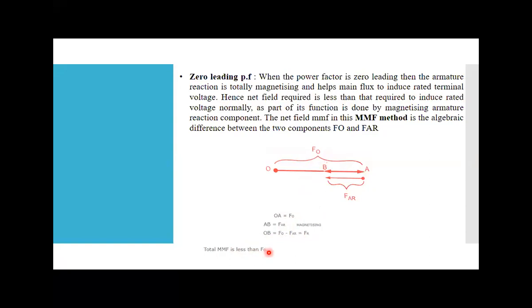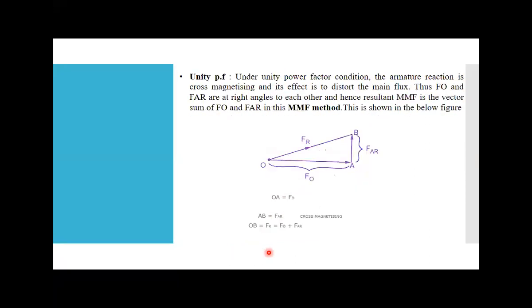Third case, unity power factor. In unity power factor, you are aware that armature reaction is cross magnetizing. If you are aware about the armature reaction, then this ampere turn method is very easy. Under unity power factor, armature reaction is cross magnetizing, and its effect is that it distorts my main flux. Suppose my main flux is sinusoidal, then it will be distorted like that.